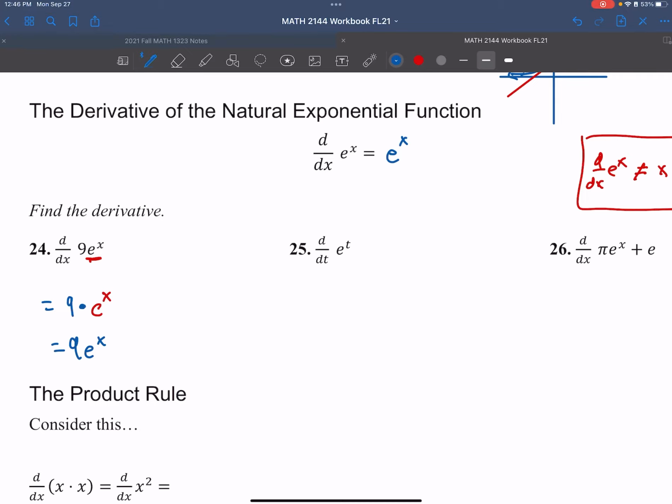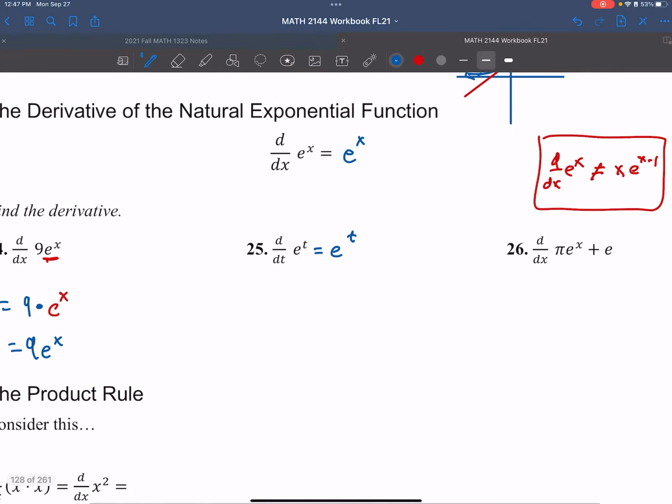25. Just as an example where you have a different variable. This time, the derivative with respect to t, remember t is our variable, of e to the t. You may need to phone a friend on this one. Phone home? Okay, never mind. E T? Okay. What is the derivative with respect to t of e to the t? If you think you know, just say it. E to the t. Very good.